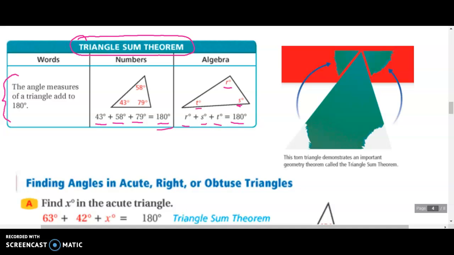And one activity that I used to like to do in the classroom, but you can do it at home if you feel so inclined, is to take a piece of paper and cut a triangle. Any triangle, it doesn't matter. It could be obtuse, acute, or a right triangle. Just cut a piece of paper into a triangle, and if you tear off the corners and piece them together, they will form a straight line, proving that this angle plus this angle plus this angle must be 180 degrees.